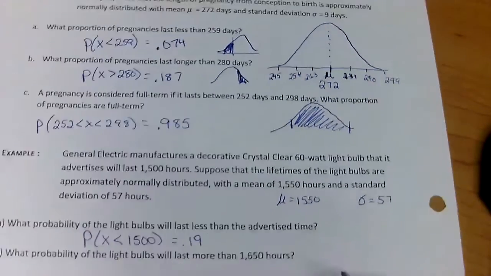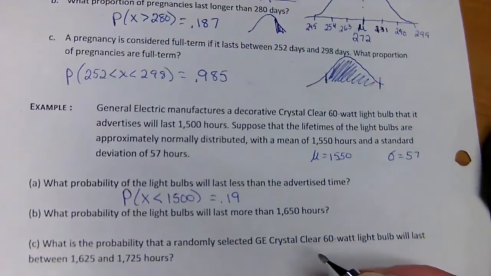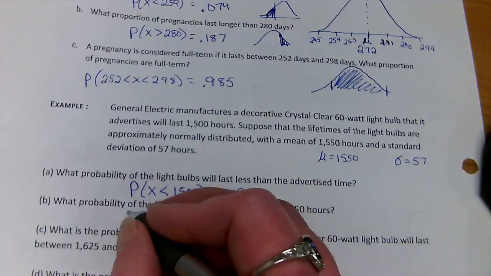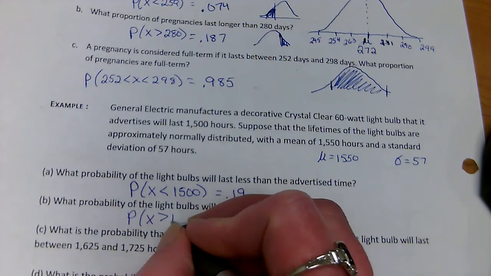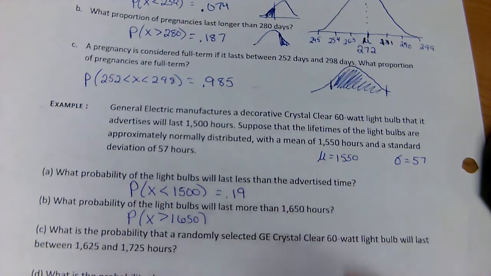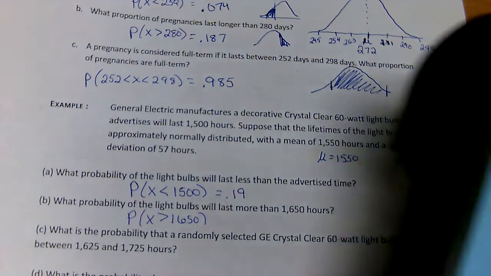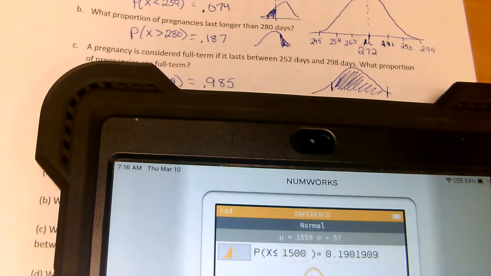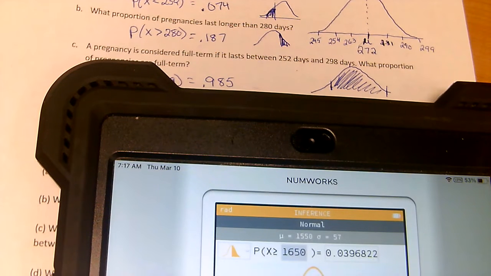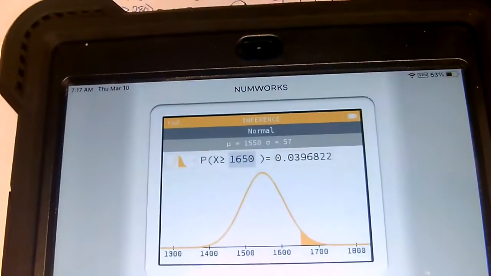What's the probability that it will last more than 1,650 hours? The probability that X is greater than 1,650. So greater than 1,650. Ooh, that's a very small chance. It's 0.0397.